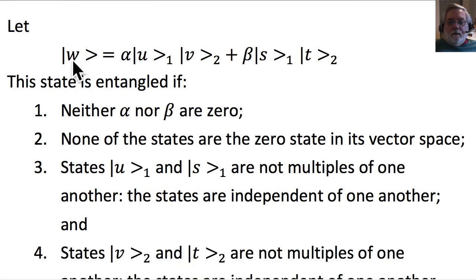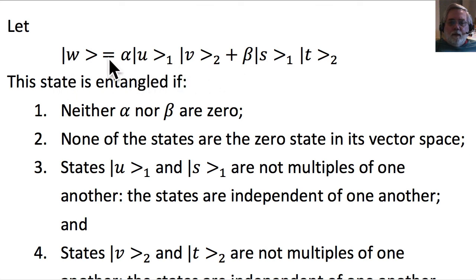Now, let tensor product state W be alpha tensor product of U for particle 1 with V for particle 2 plus beta tensor product of state S for particle 1 and state T for particle 2. Now I'm not showing the tensor product symbols here, and if I didn't introduce this shorthand earlier, I should have. So as long as we maintain particle 1 before particle 2, we can choose to omit the tensor product symbol and leave it implicit, as long as we are careful with what we're doing.